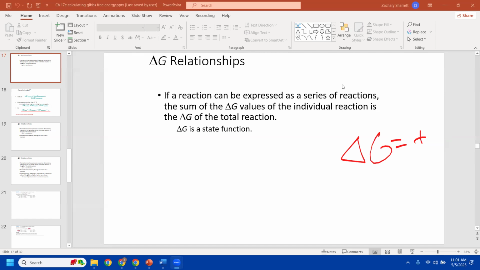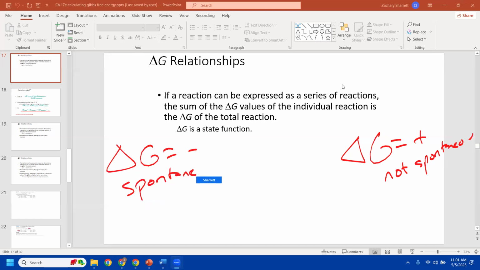Why? Mervais. What does delta G is positive mean? Not spontaneous. Very good. So what does delta G is negative tell us? Spontaneous. Very good.